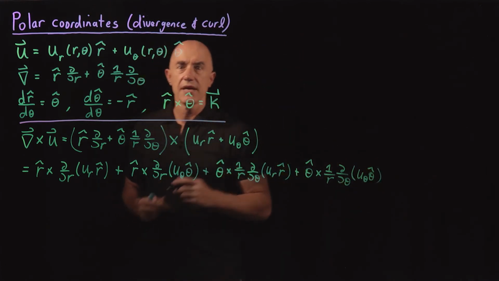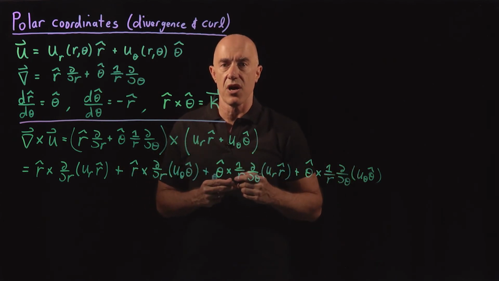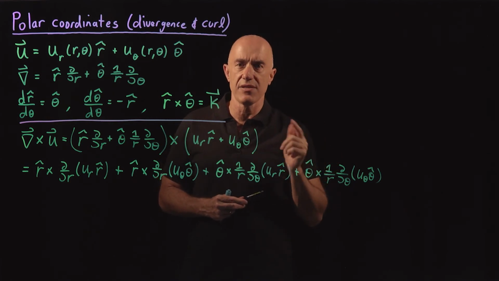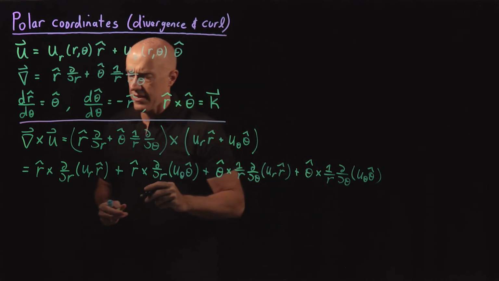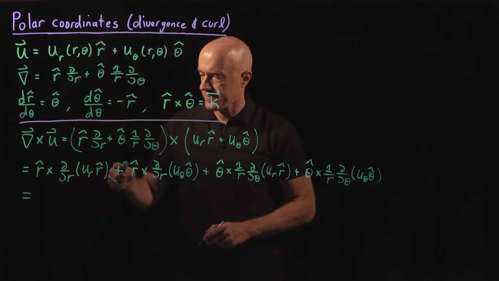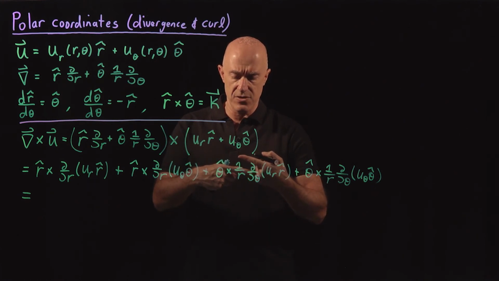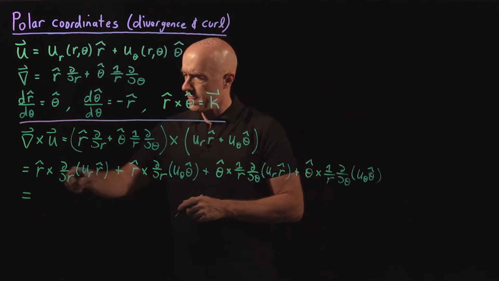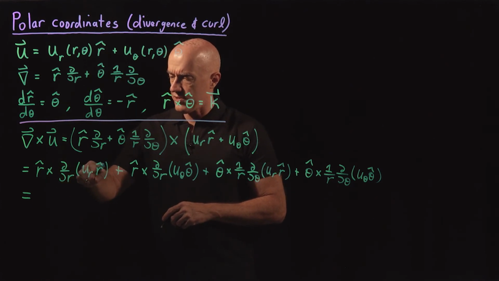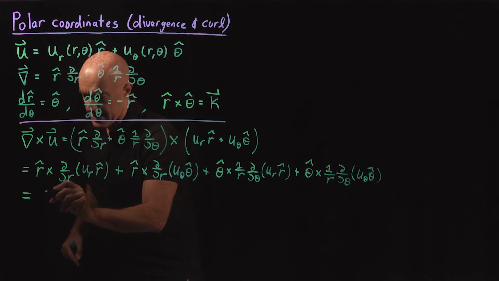Okay, so 4 terms. Now we have to figure out what these cross products are. And we always have to pay attention that these unit vectors depend on theta. Okay? That's kind of the key in this calculation. So let's look at the first term. Remember, r hat cross r hat is 0. The vector cross itself is always 0. The r hat doesn't depend on r, so there's no way to convert this r hat into a theta hat, so this first term then is 0.